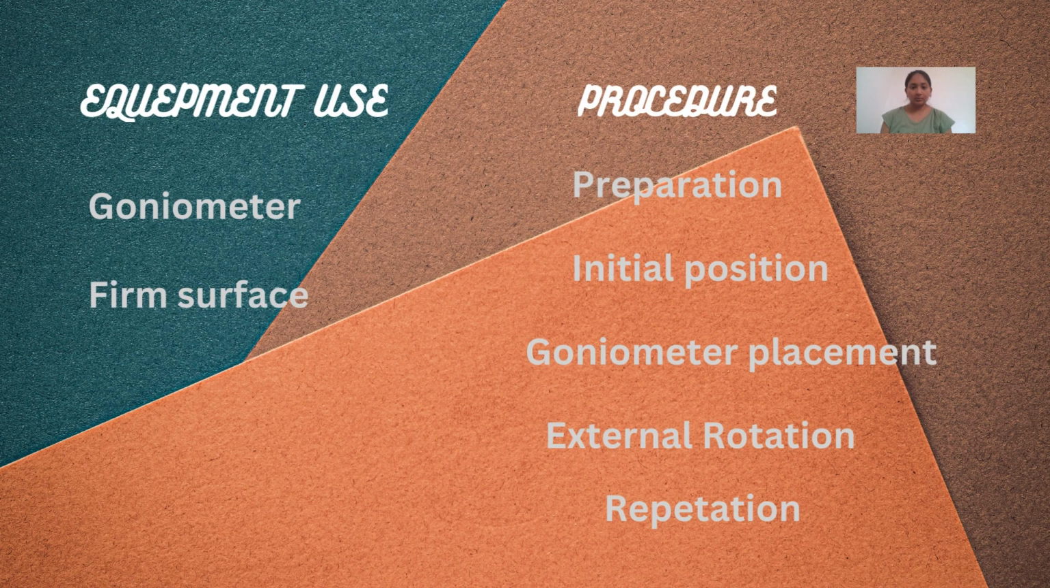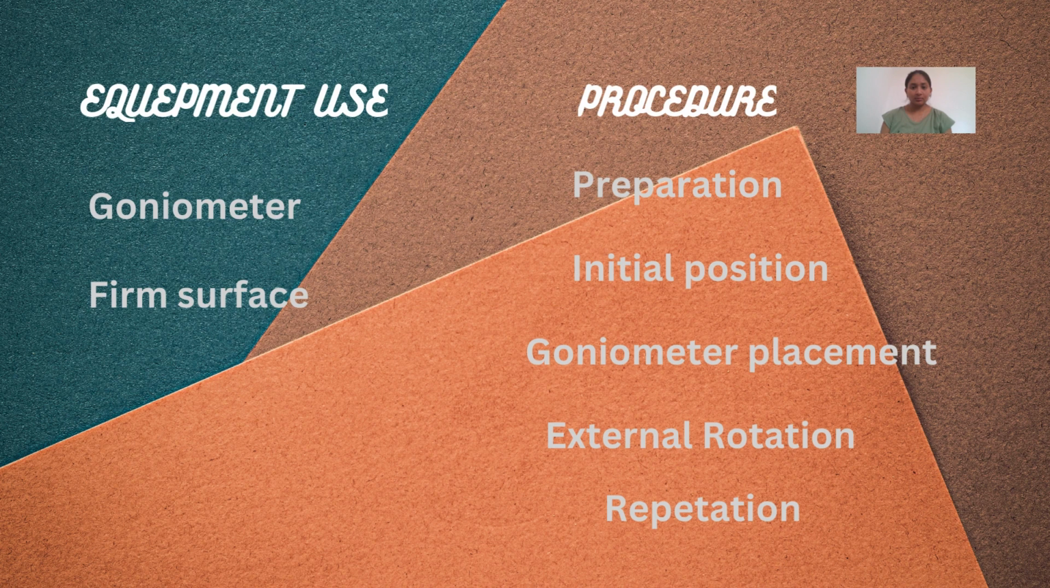Equipment used for this test: first, a goniometer. A goniometer is a specialized instrument used to measure joint angles. It is essential for accurately quantifying the range of shoulder external rotation. Second is a firm surface. The test is typically performed on a firm and stable surface such as a treatment table or mat.